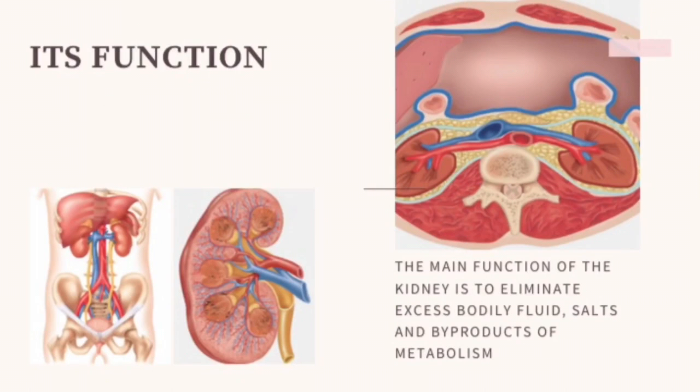The main function of the kidney is to eliminate excess body fluid, salts, and byproducts of metabolism. This makes kidneys key in the regulation of acid-base balance, blood pressure, and many other homeostatic parameters. The kidney is a very important organ in regard to our body's homeostasis. It participates in vital processes such as regulation of blood osmolarity and pH, regulation of blood volume and blood pressure, and also in the production of hormones and filtration of foreign substances.